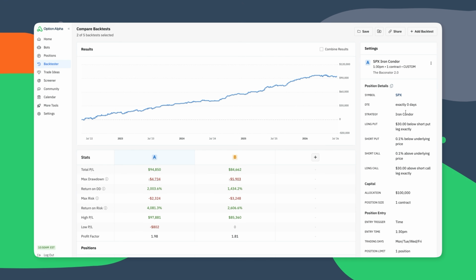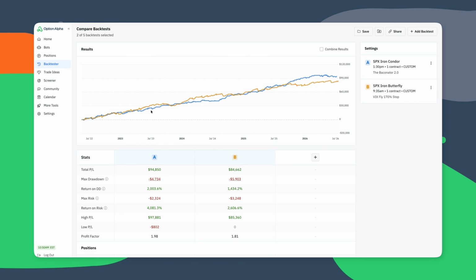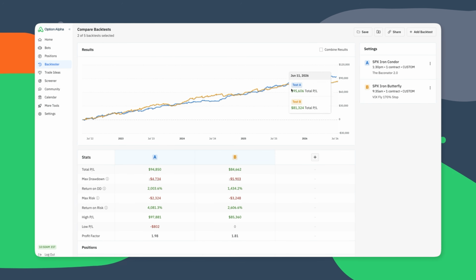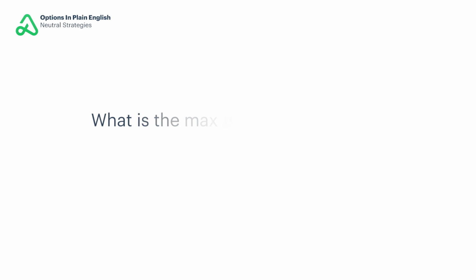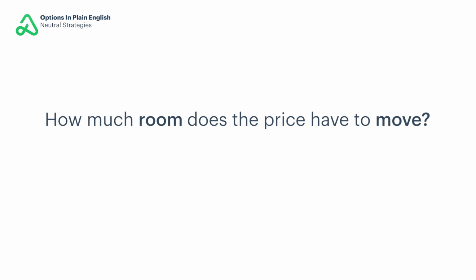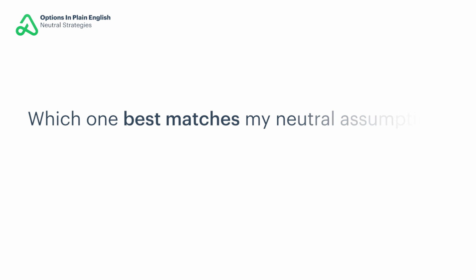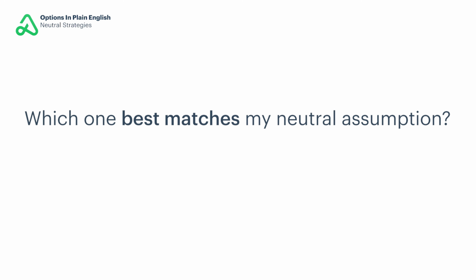All right, here's your assignment. Open up the platform, pick one symbol, then compare two neutral strategies, an iron condor and an iron butterfly. For each one, write down, what does this trade need to happen? What's the max profit, max loss? Where are the break-evens? How much room does the price have to move? Does time help or hurt this trade? And which one best matches my actual assumption? That's how you take the guesswork out of options trading.